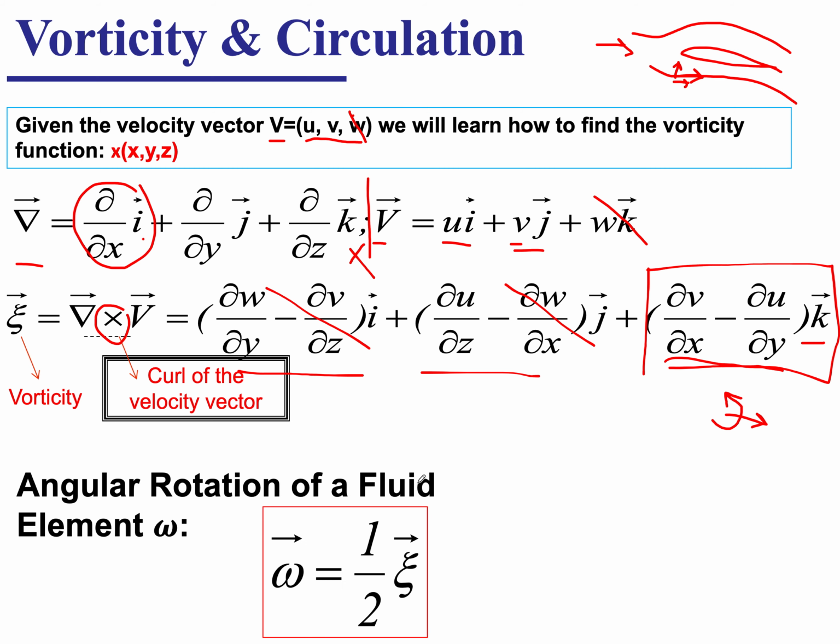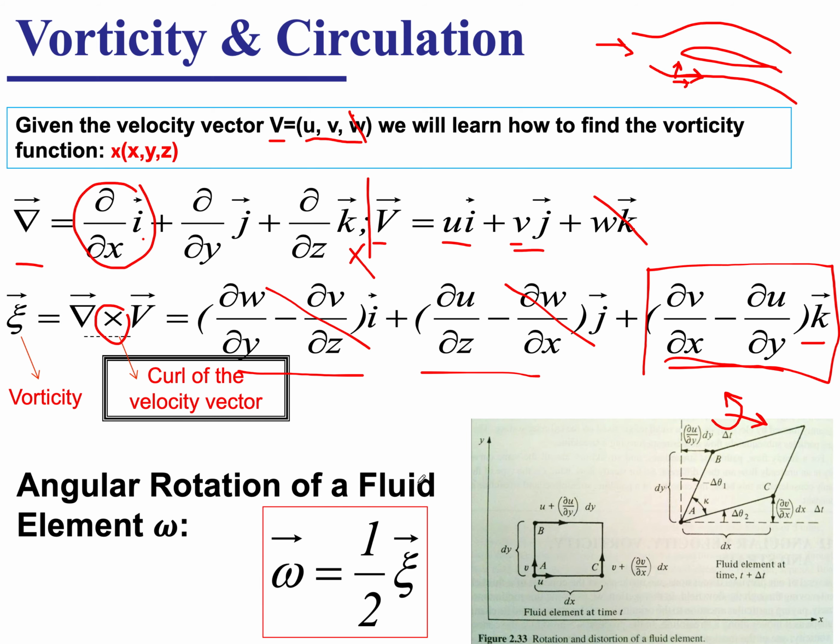And we can define something called the angular rotation of the fluid. In fact, the angular rotation of the fluid is easy to understand. It's just a fluid element that's rotating around its axis, and the angular rotation of the fluid is just half the vorticity vector. So the vorticity vector is twice the angular rotation of the fluid, and we can look at it in this slide.